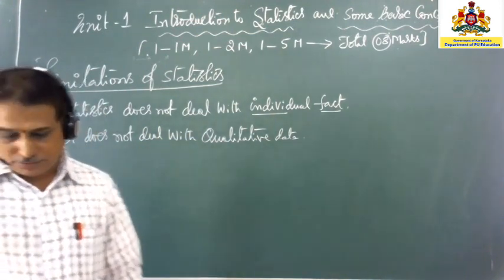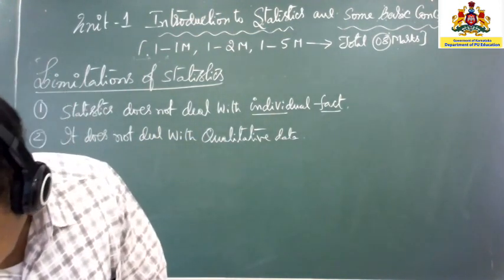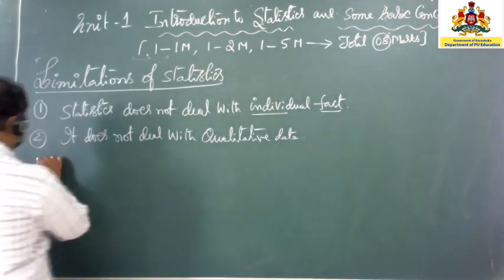Next, the third one is: statistics laws are true only on averages.